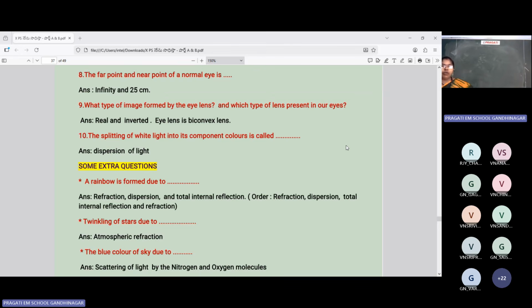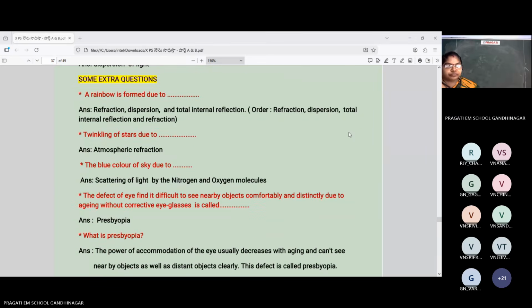What type of image is formed by the eye lens? And which type of lens is present in our eyes? The image formed on the retina is real and inverted. Our eye lens is a biconvex lens. Here see the splitting of white light into its component colors: dispersion of light, the formation of a rainbow.